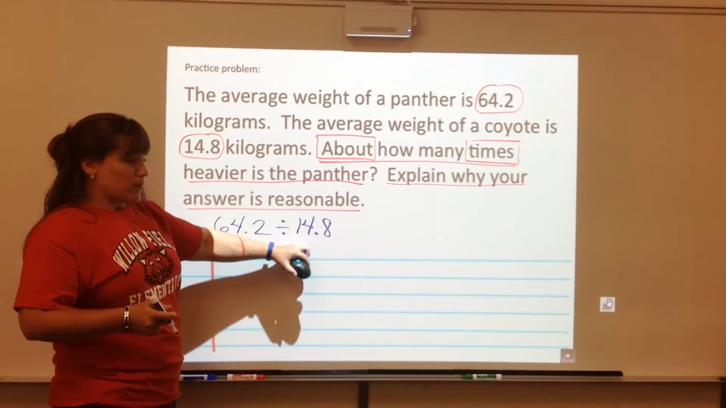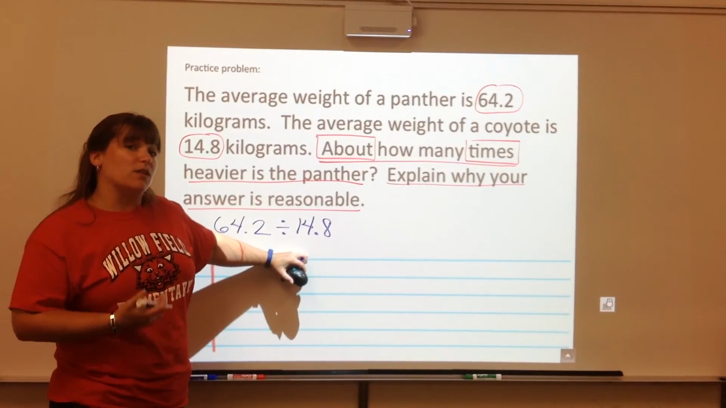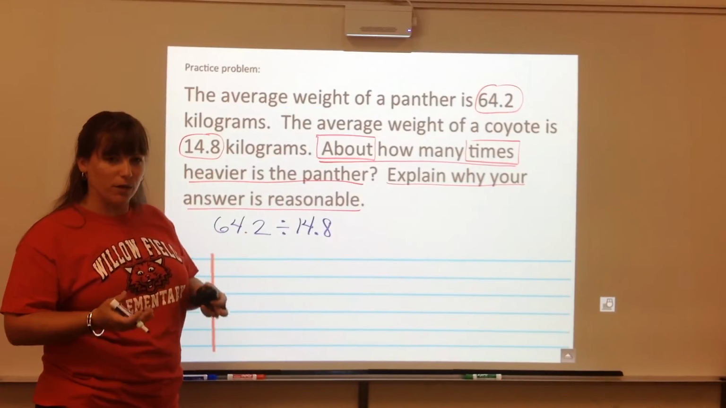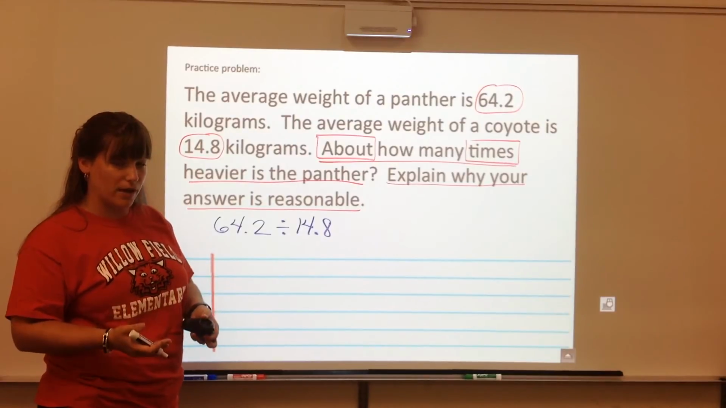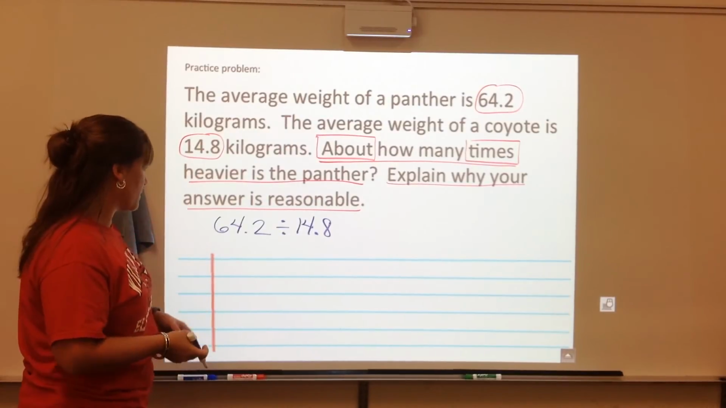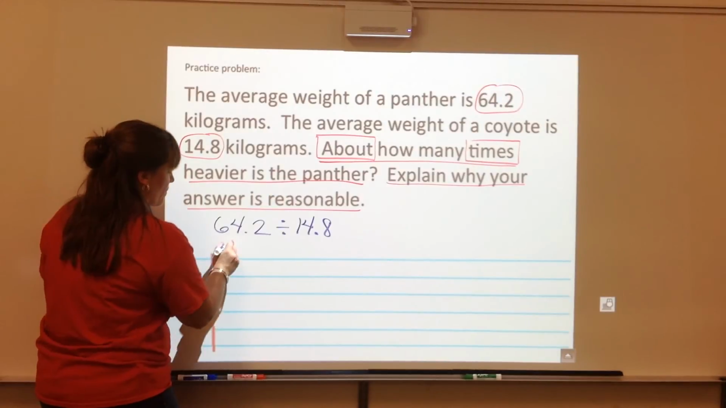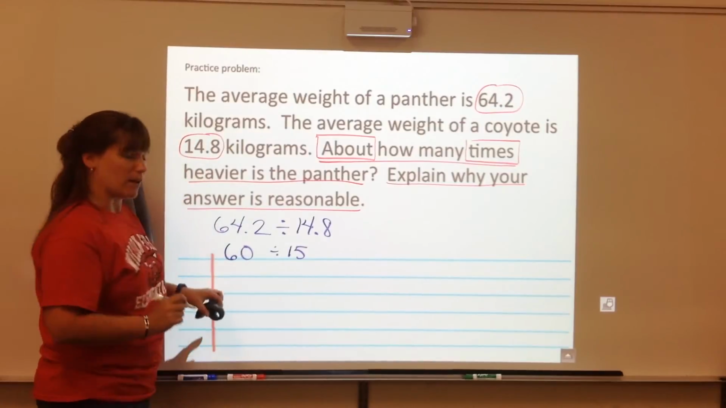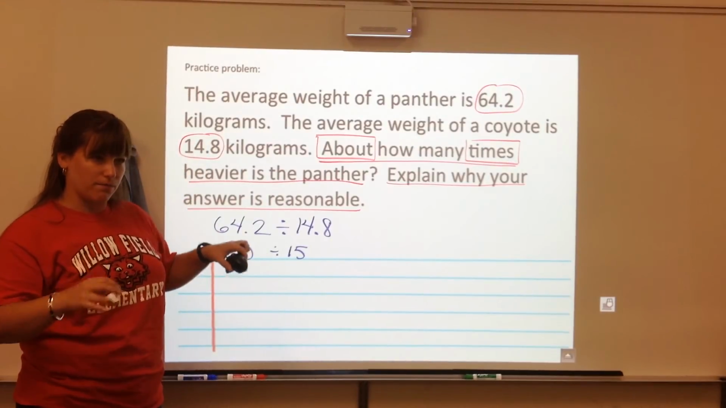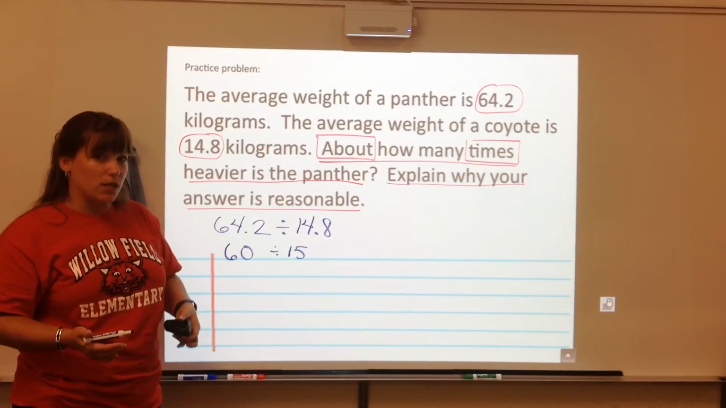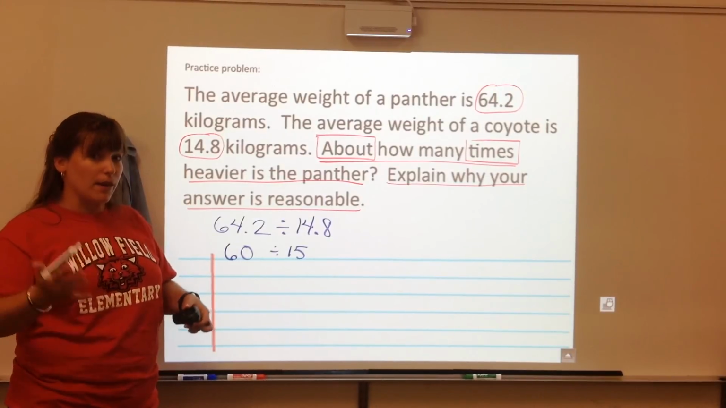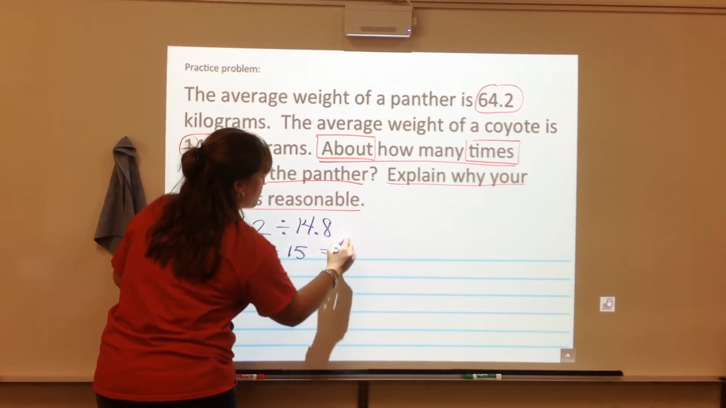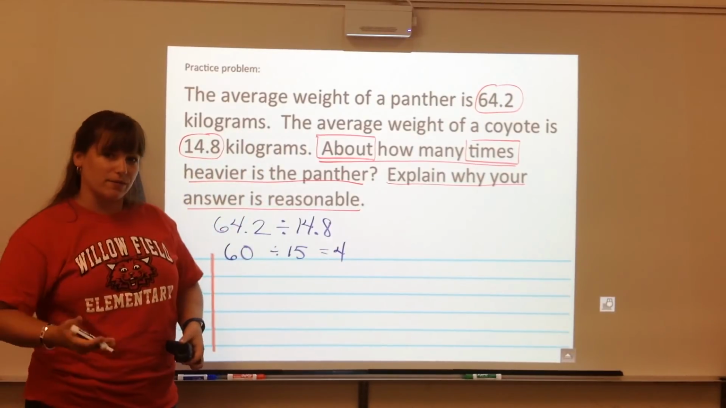So now we have a division problem, and now we have to estimate because it says about. So 64.2 and 14.8. We have to think about numbers that work well together that are close to that. That's where the compatible, friendly numbers come in. So if I were to look at this number, I would say this is close to 60 and this is close to 15. Now let's think, is this a friendly fact family? And it actually is, because 15 and 15 is 30, and then if you do that another 2 times, that will be 60. So I just mentally figured out 60 divided by 15 is 4.